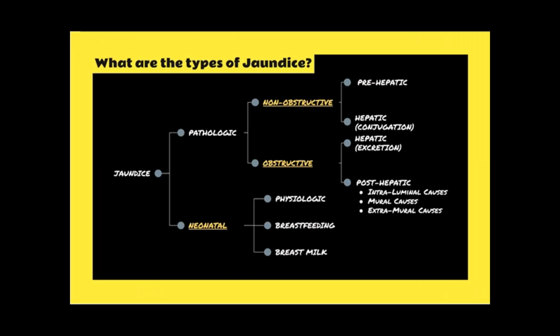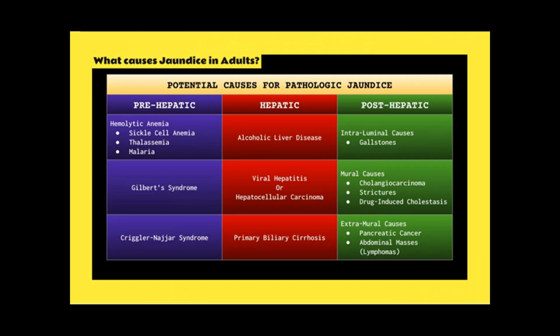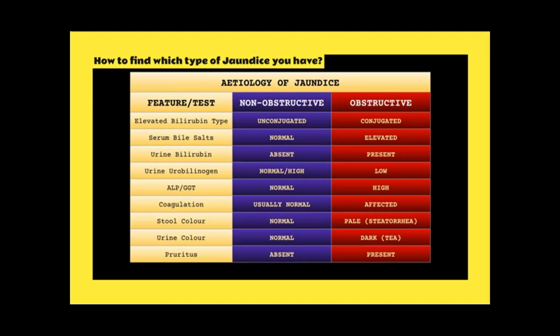What are the types of jaundice? There are mainly 3. 2 in adults, non-obstructive jaundice and obstructive jaundice, and finally neonatal jaundice. What causes jaundice in adults? Well, there are 3 major types: prehepatic, hepatic and posthepatic. Let's take an example for each. Prehepatic jaundice can be caused by hemolytic anemia. Hepatic jaundice can be caused by alcoholic liver disease, and posthepatic jaundice can be caused due to gallstone.